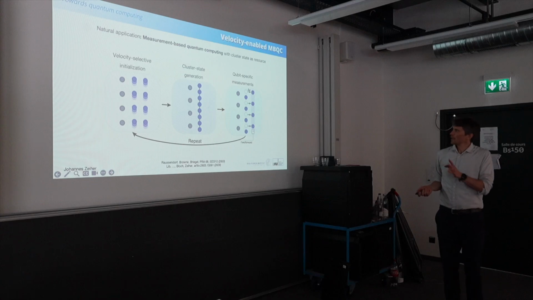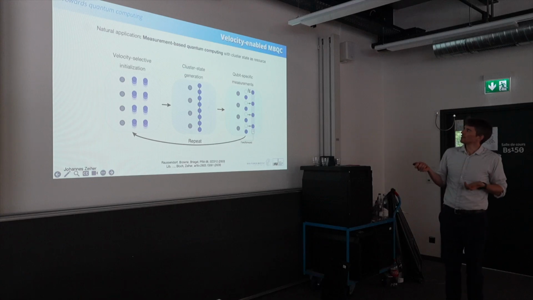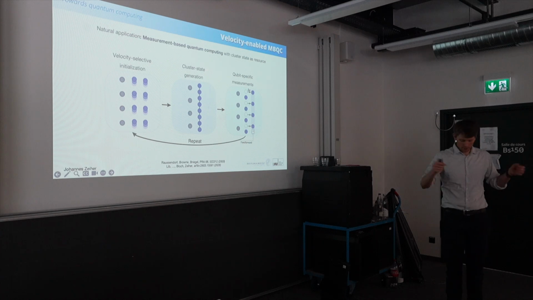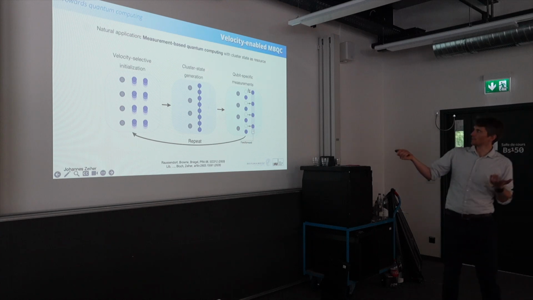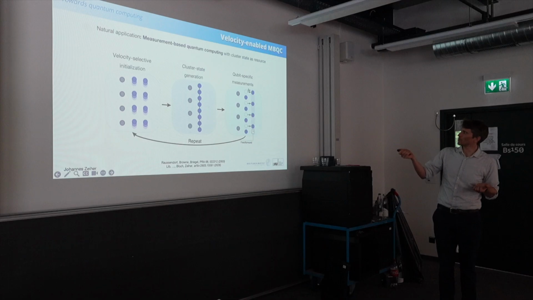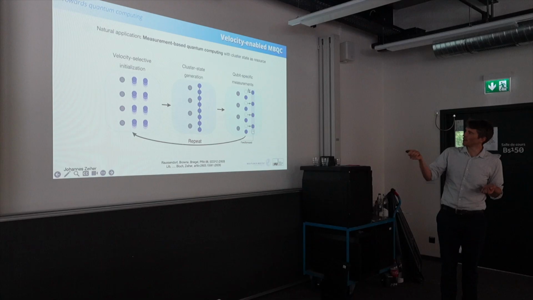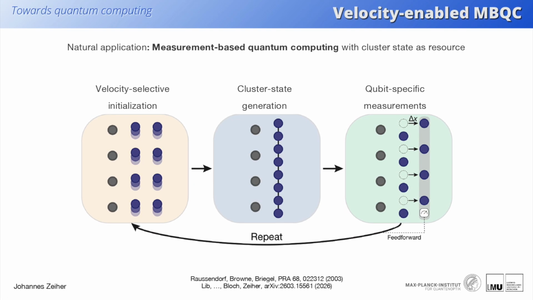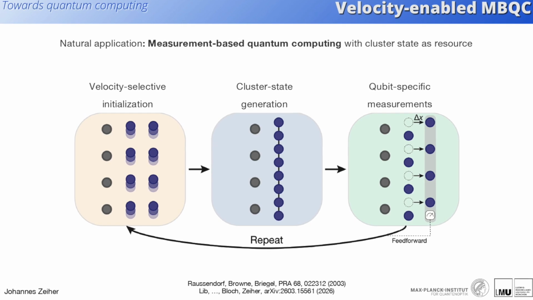So what can we do without going too much into detail? I think a very nice fit for this architecture is measurement-based quantum computing, where you need to do exactly the things that I just told you about. We need to do some mid-circuit measurements that are qubit specific. We need to be able to do parallel entanglement generation. For measurement-based quantum computing, you need to generate a resource state, a so-called cluster state. And then you need to run this in a circuit, so you need to be able to initialize specific atoms again and again and again, and this you can do with velocity-selective initialization.